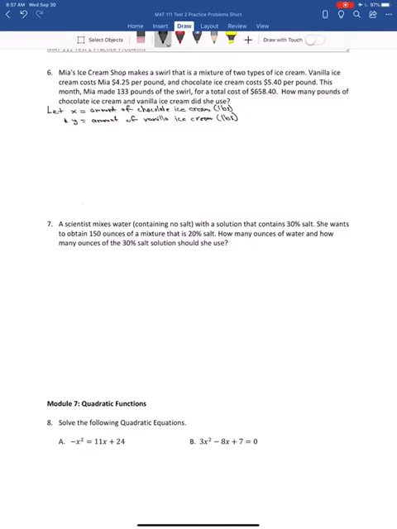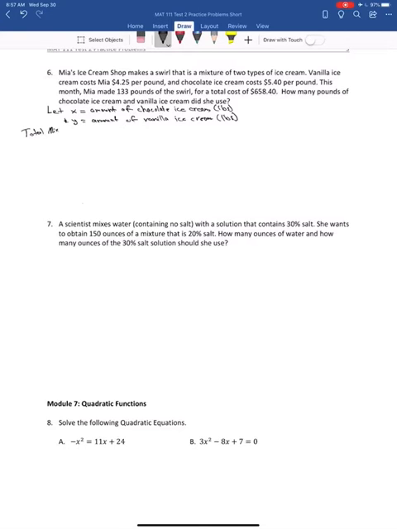So when I use two variables, I've got to create two equations using these two variables. I've got to create a system to solve it. So let's figure out how we're going to create our two equations. One thing that we had in this problem is the total mix. It says Mia wants to make 133 pounds of this swirl. So we have two types of ice cream that are going to make this 133 pound swirl, which is chocolate and vanilla. So let's go ahead and write down our total mix equation.